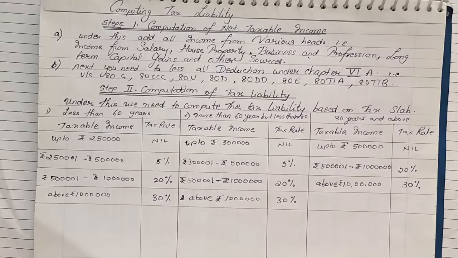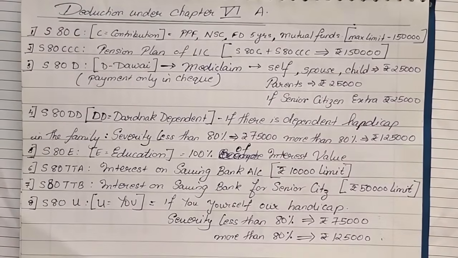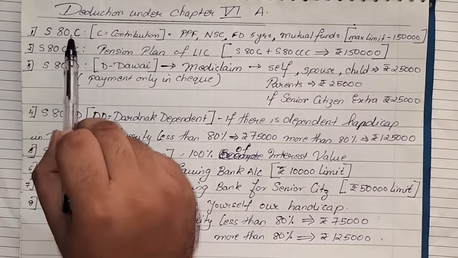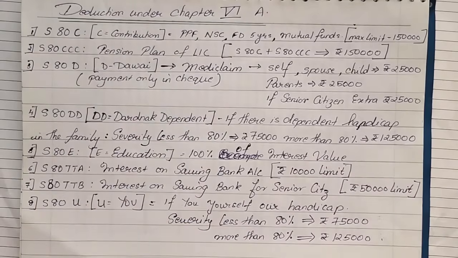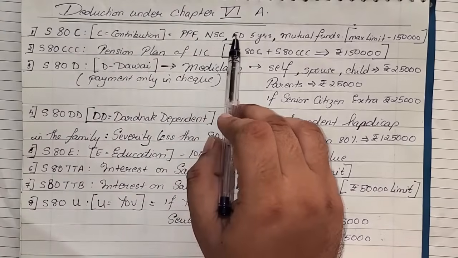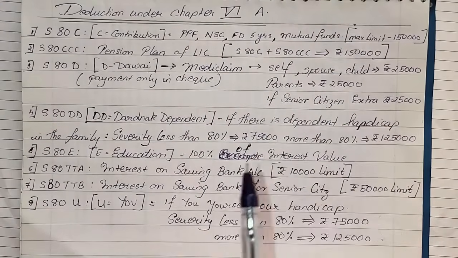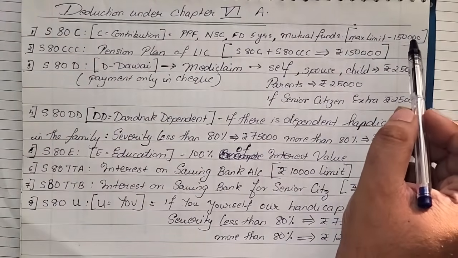Okay, now let us see how to remember the various sections under deduction under chapter 6A. There are 8 important deductions that need to be learned under chapter 6A. Number 1 is under section 80C. Remember the alphabet: C stands for contribution. Contribution is like you are making a payment towards some investment, or you are buying something. Under that usually includes your provident fund, NSC, FD for 5 years, mutual fund, etc. Remember the maximum limit of 80C: you can ask for a deduction up to 1,50,000.